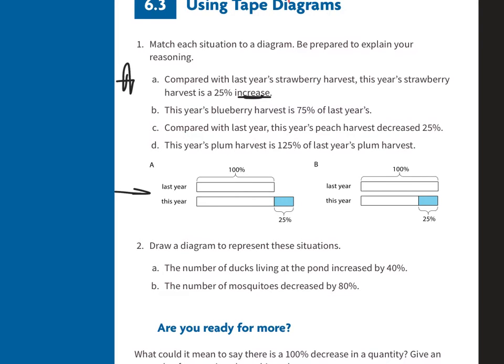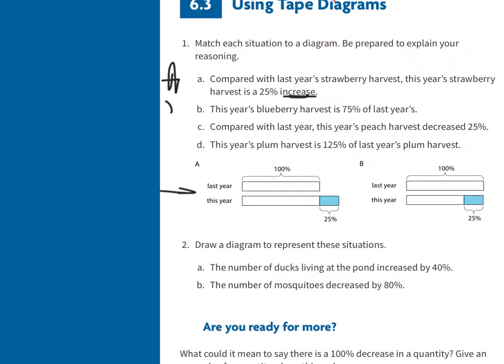Letter B, this year's blueberry harvest is 75% of last year's. Well, if last year's 100% and we take away 25%, so that's capital B. We're taking away 25%.